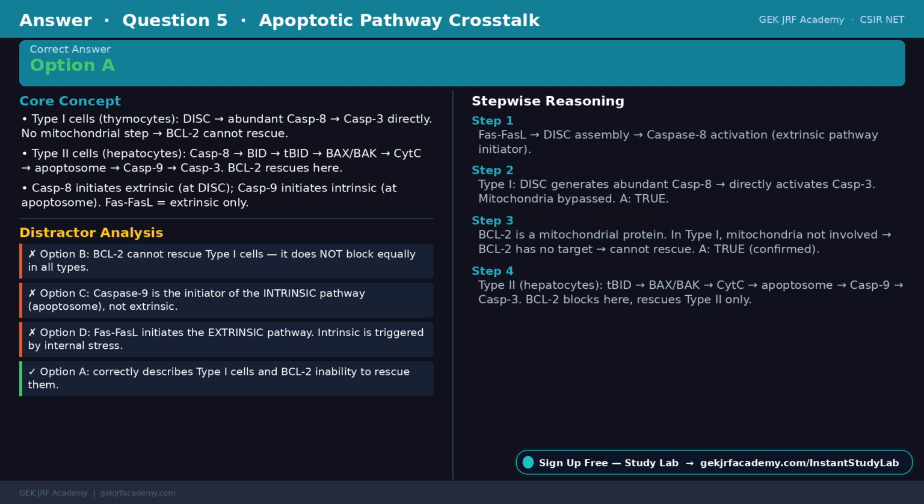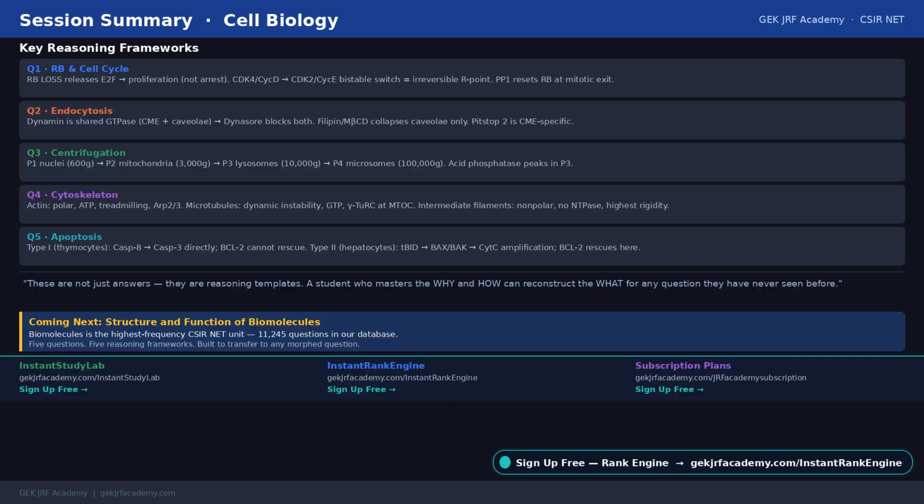Option B is wrong. BCL2 cannot rescue type 1 cells, so it does not block extrinsic apoptosis equally in all types. Option C is wrong. Caspase 9 is the initiator of the intrinsic pathway, not the extrinsic pathway. Caspase 8 initiates the extrinsic pathway. Option D is wrong. Fas-Fas ligand initiates the extrinsic pathway. The intrinsic pathway is triggered by internal stress signals. The answer is A. Excellent.